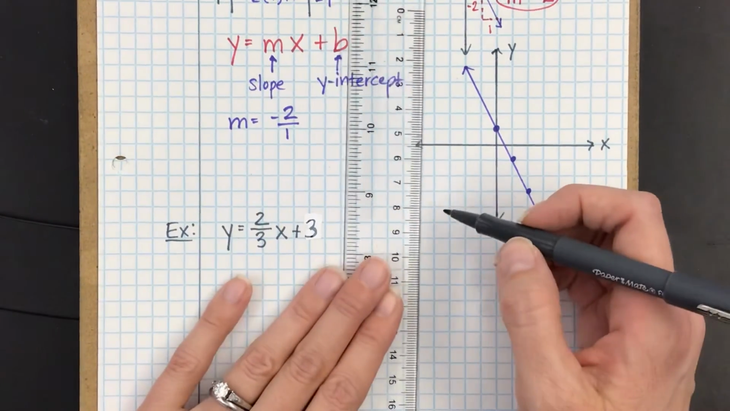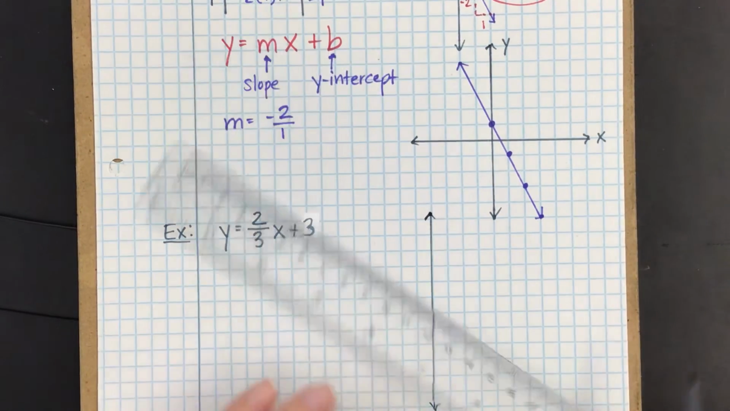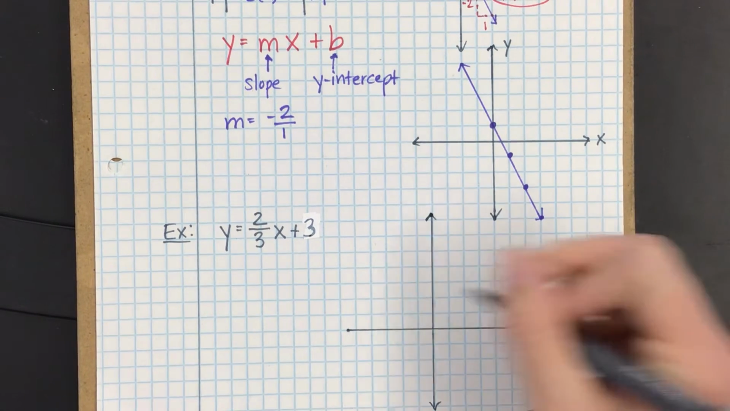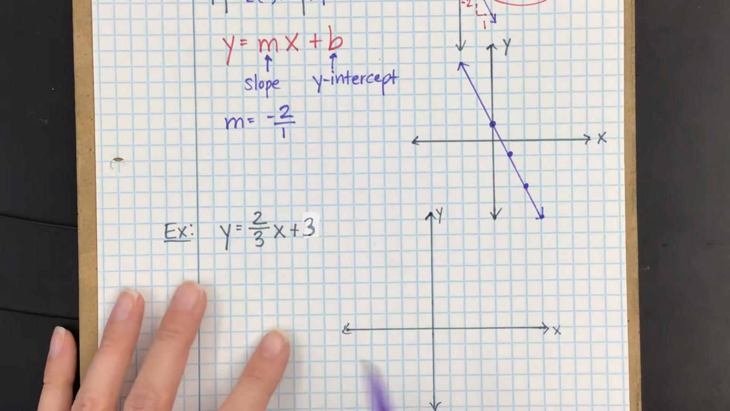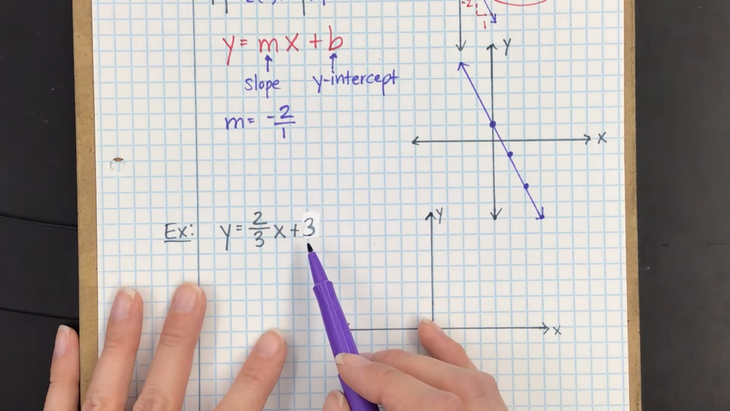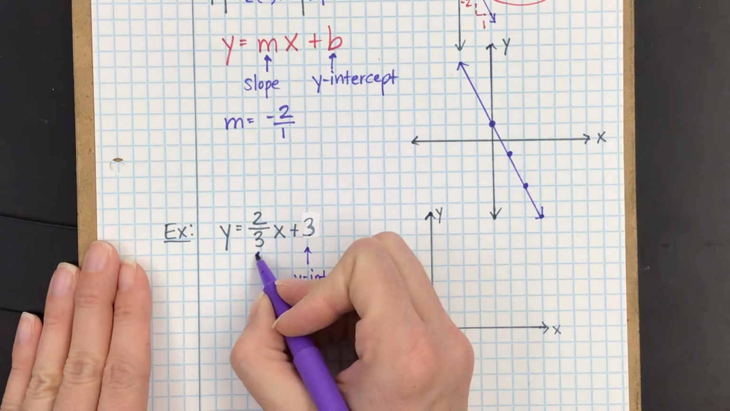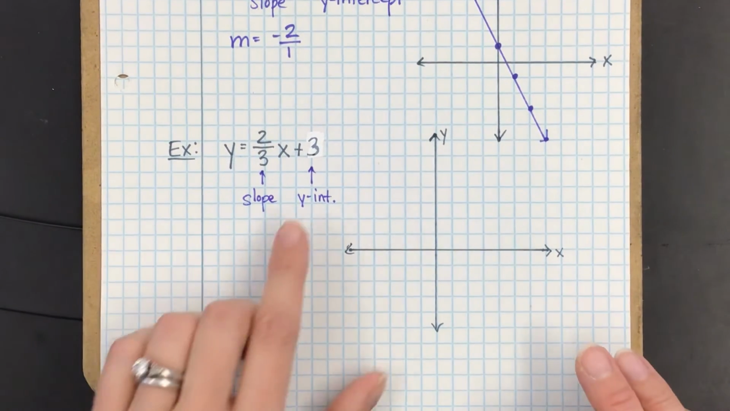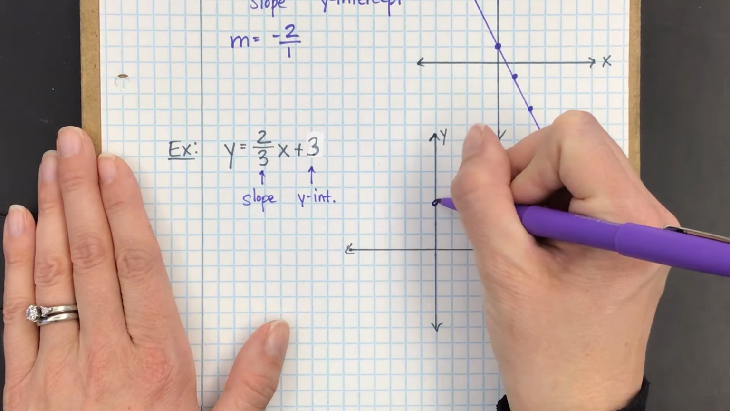Okay, so I'm going to put my coordinate plane on my paper, and I'm going to walk you through this. Okay. So my y-intercept is right here. So this is my y-intercept. And this right here is my slope. So the first thing we do is we plot a point at the y-intercept. Since our y-intercept is +3, we're going to put a point at 3 on the y-axis right here. Okay.